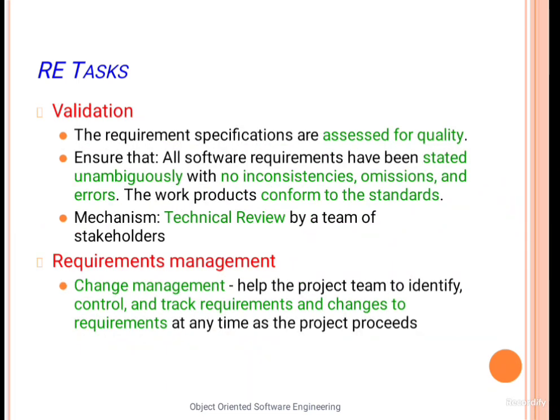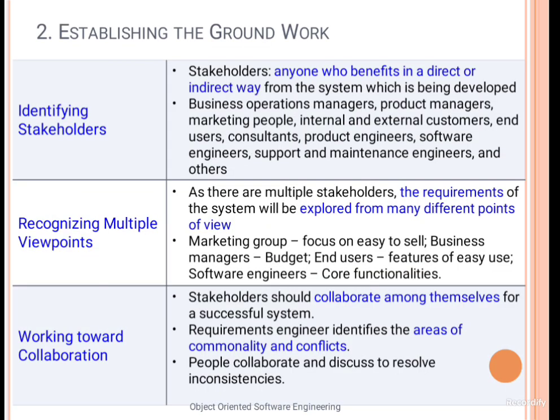Next one, validation and requirements management. Once the requirements are documented, they must be validated. Validation means checking whether the documented requirements are correct, complete and free from ambiguity. Every requirement should be clear. There should not be any confusion. Finally comes requirements management. Requirements often change during software development. Customers may request additional features. Developers should be able to track these changes without affecting the entire project. This process is called requirements management.